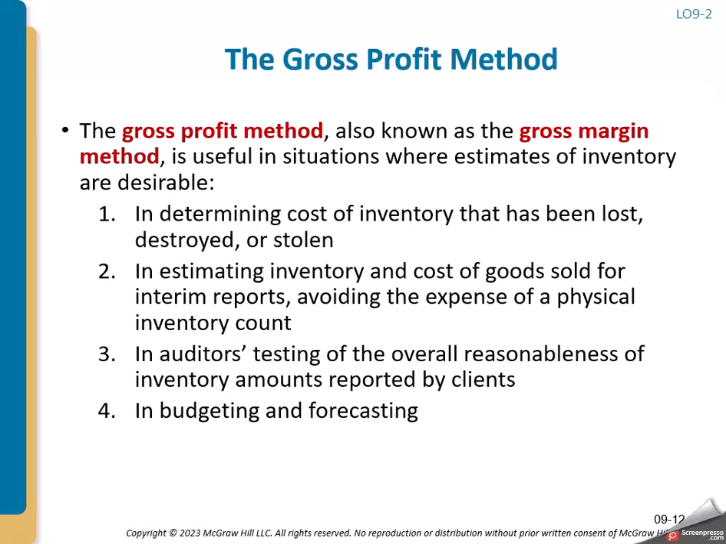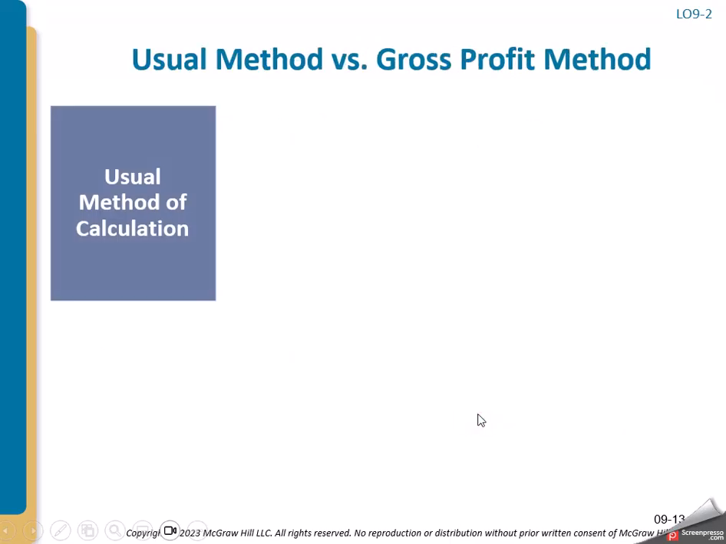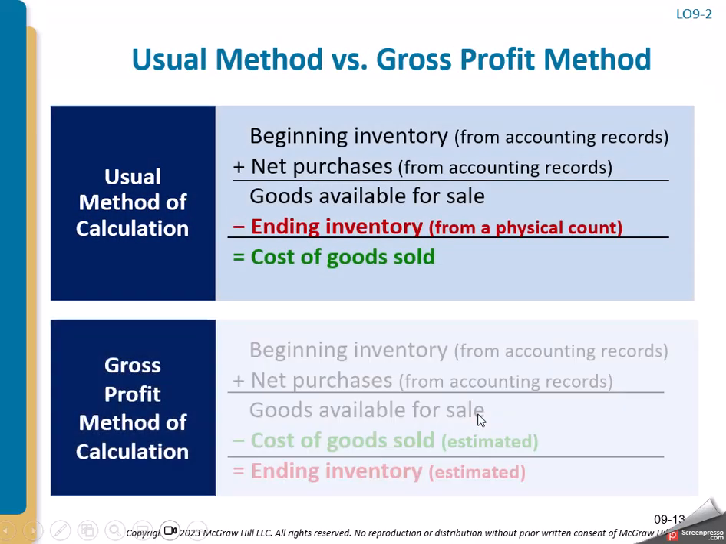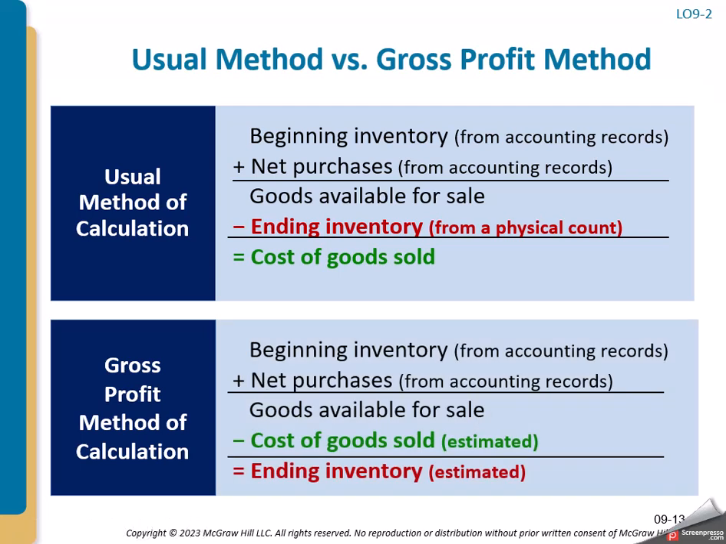We may make estimates of what we think the ending inventory is, if the auditors are testing the overall reasonableness of the inventory amounts, maybe throughout the year, or for budgeting. So again, these are areas where estimates are okay, and we really don't need to go out and take the actual physical inventory. So this is how we normally do it.